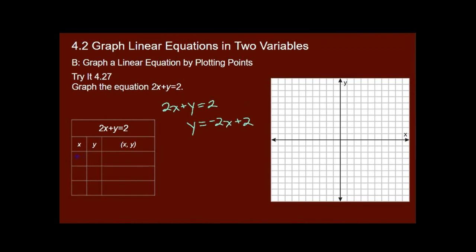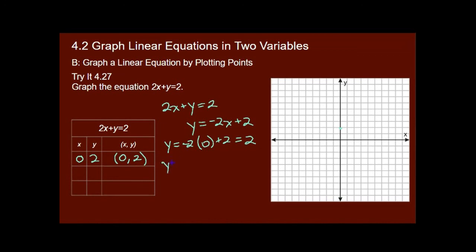Okay, I'm going to go ahead and put a 0 in here. y is equal to -2 times 0 plus 2. -2 times 0 is 0, plus 2. So my y is 2. My ordered pair is (0, 2). There we go.